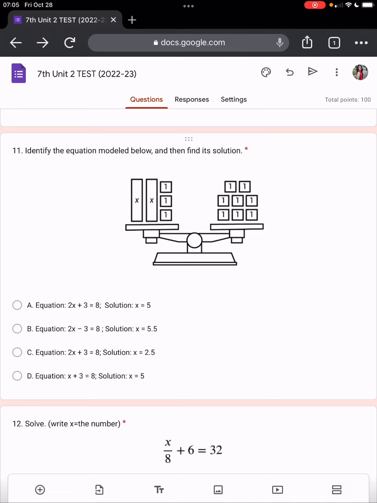A, 2x plus 3 is equal to 8 with a solution of 5. B, 2x minus 3 is equal to 8 with a solution of 5 5/10, or 5 1/2. C, 2x plus 3 is equal to 8 with a solution of x is 2.5, or 2 5/10, or 2 1/2. D, x plus 3 is equal to 8 with a solution of x is equal to 5.